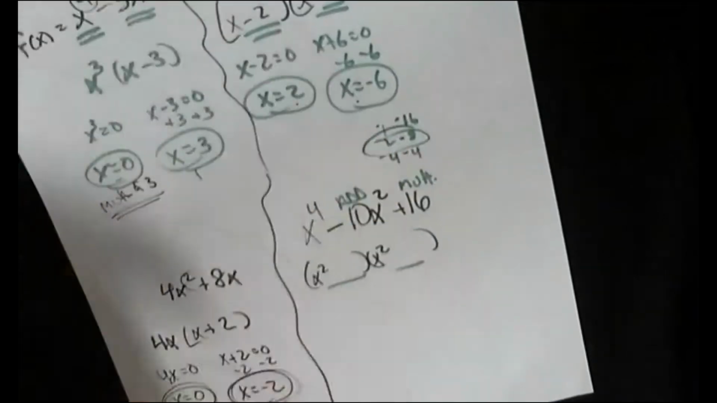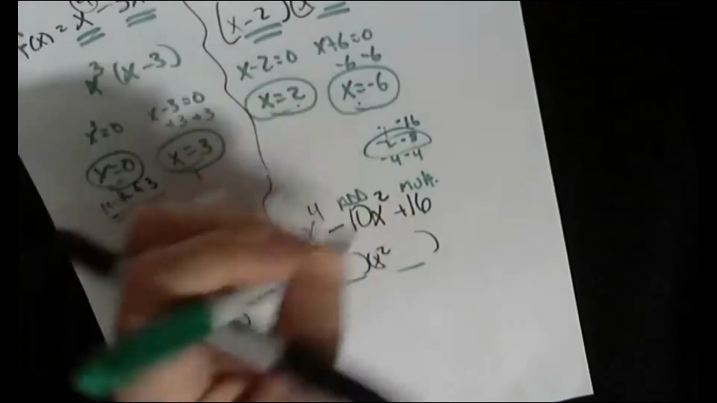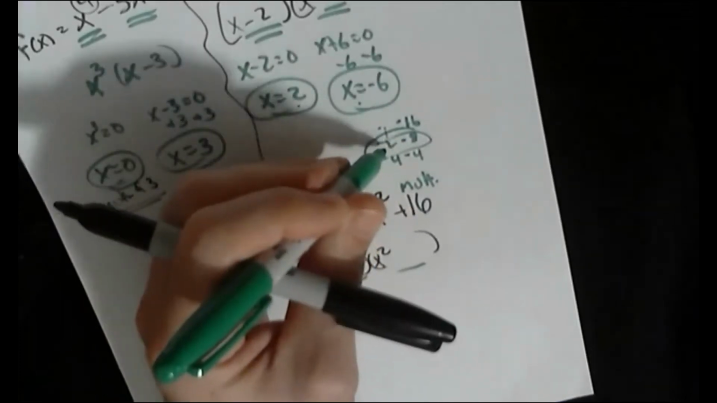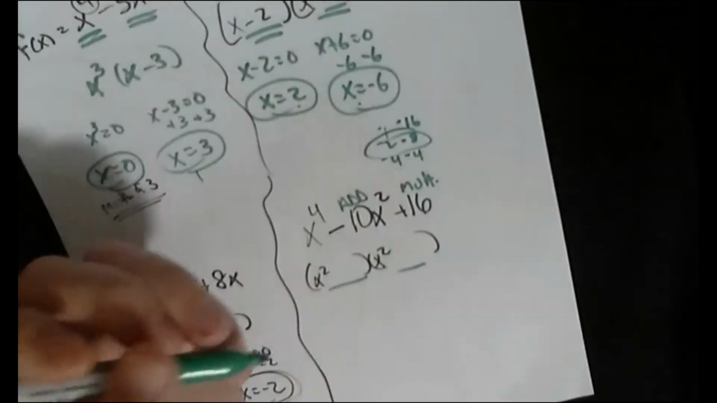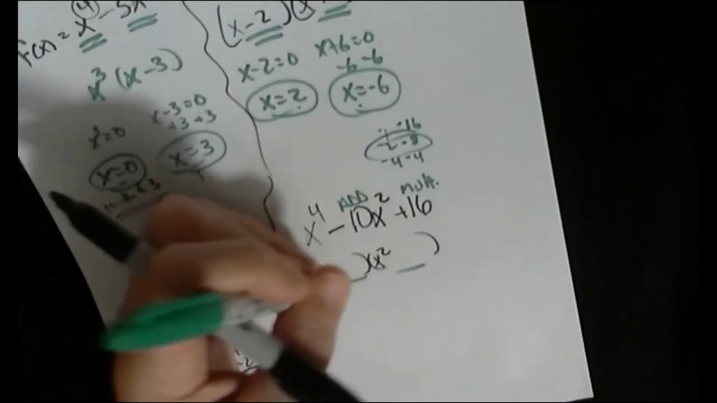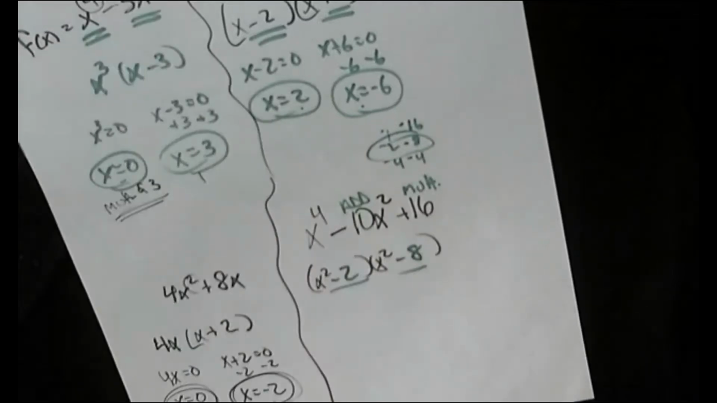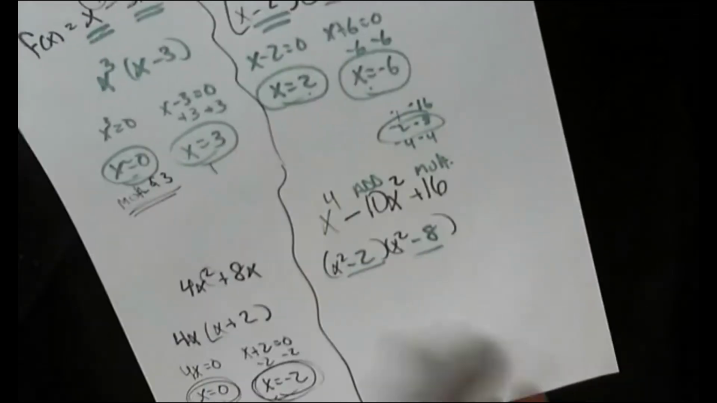And in this case, again, it's the middle one, -2 and -8. -2 plus -8 is -10. -2 times -8 is your positive 16. So those are my factors.